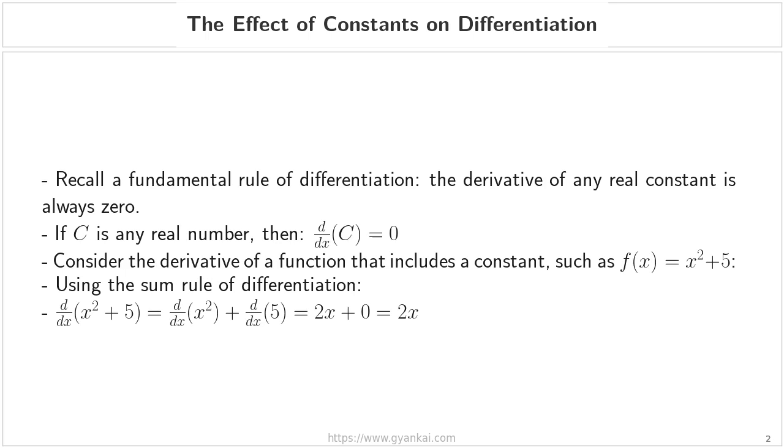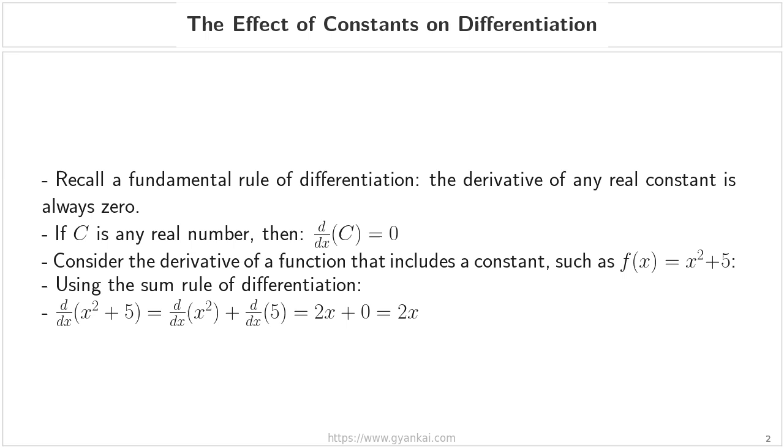Now let's see how this plays out with a slightly more complex function. Consider the function f of x, which is equal to x squared plus 5. Notice the plus 5 part, that's our constant. To find its derivative, we can use the sum rule of differentiation. The sum rule simply states that the derivative of a sum is the sum of the derivatives.